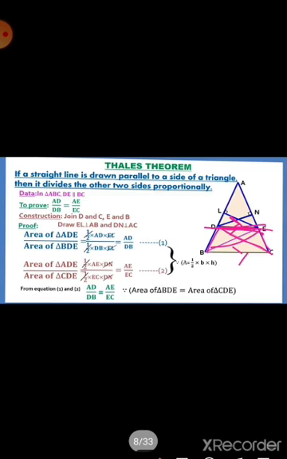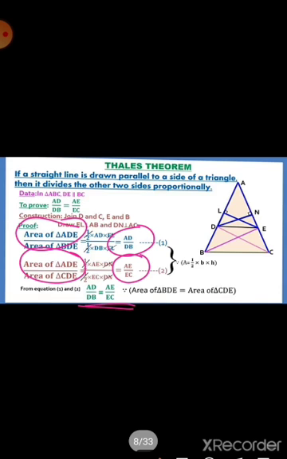So what can you say about the area of triangle BDE and CDE? Both have the same base DE and lie between parallel lines DE and BC. So we can say that area of triangle BDE is equal to area of triangle CDE. Now both the LHS parts are equal, so RHS is also equal to each other. AD by DB is equal to AE by EC.